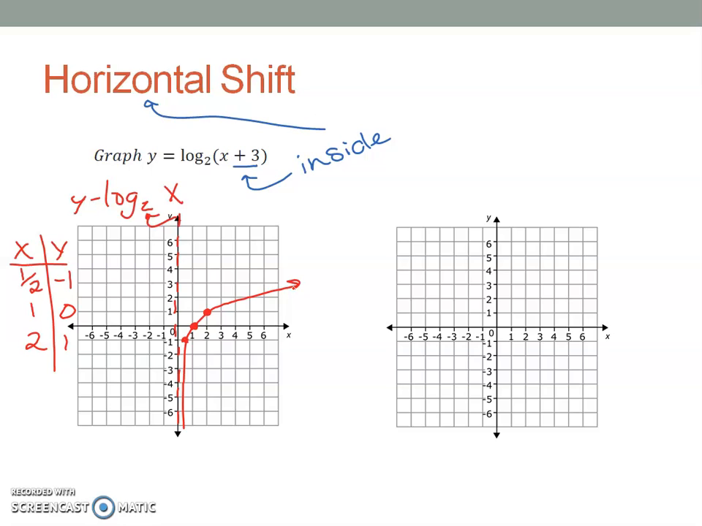Now, we said that this was on the inside, so this is going to cause a horizontal shift. Remember, we do the opposite on the inside. So since that plus 3 makes me think I'm going to go to the right, I'm actually going to shift each of these points to the left 3 spots. And what else moves 3 spots? My asymptote will shift over 3 spots as well. So everything shifts to the left 3 times. And there is my finished logarithm function.